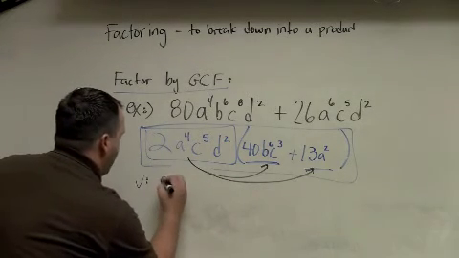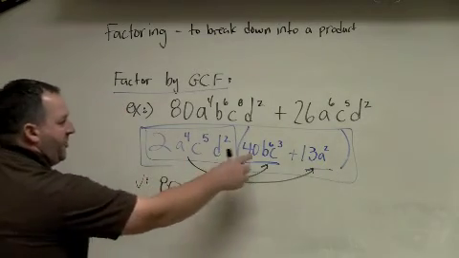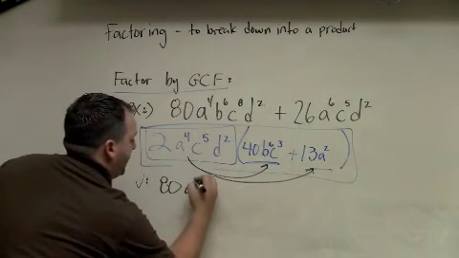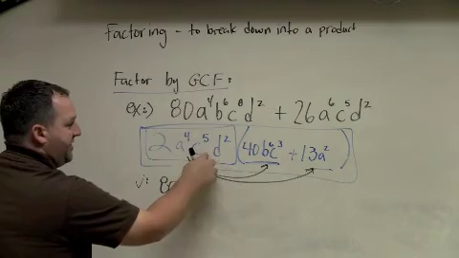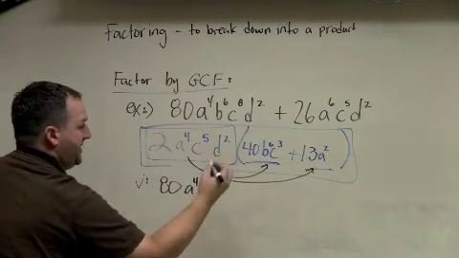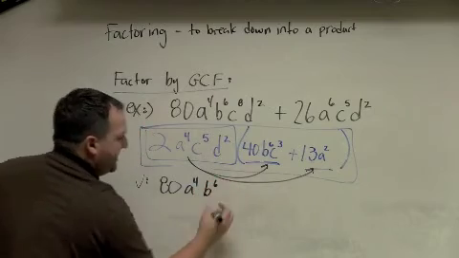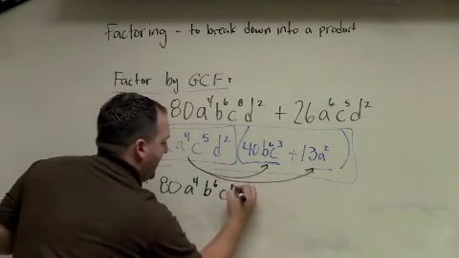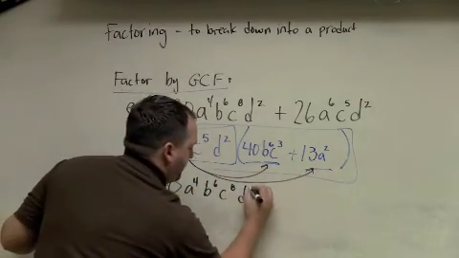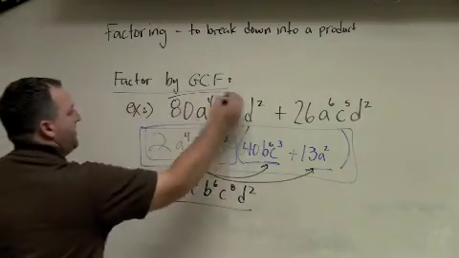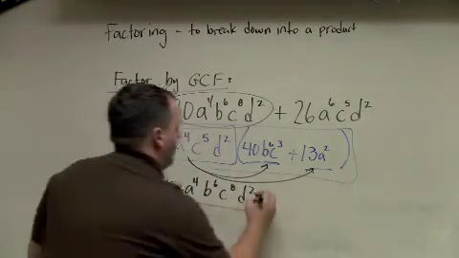2 times 40 is 80. We're looking good. A to the 4th times no a, so it's just going to be a to the 4th. C to the 5th times c to the 3rd will be c to the 8th. But there's a b to the 6th. So if we're going to put it in order, we go b to the 6th, and then c to the 8th, and then d squared. That's the same term as we have right here. So that's good. And we say plus.